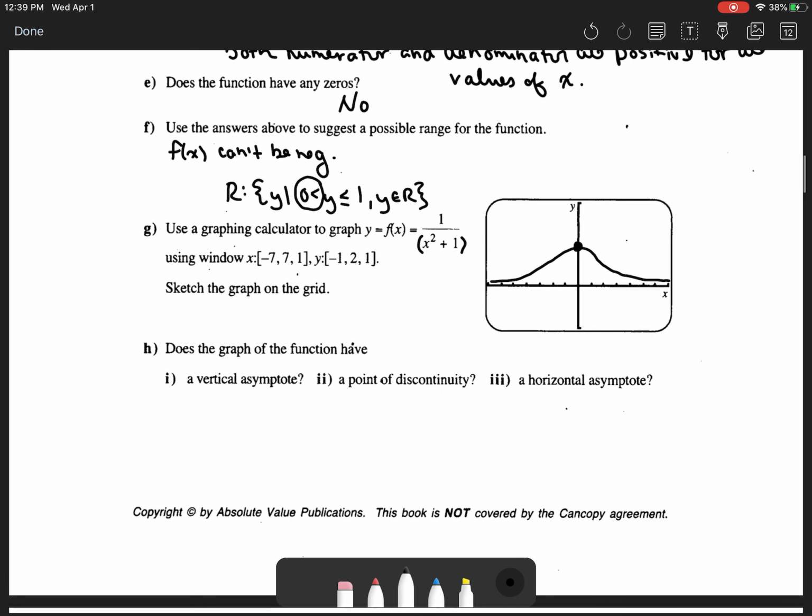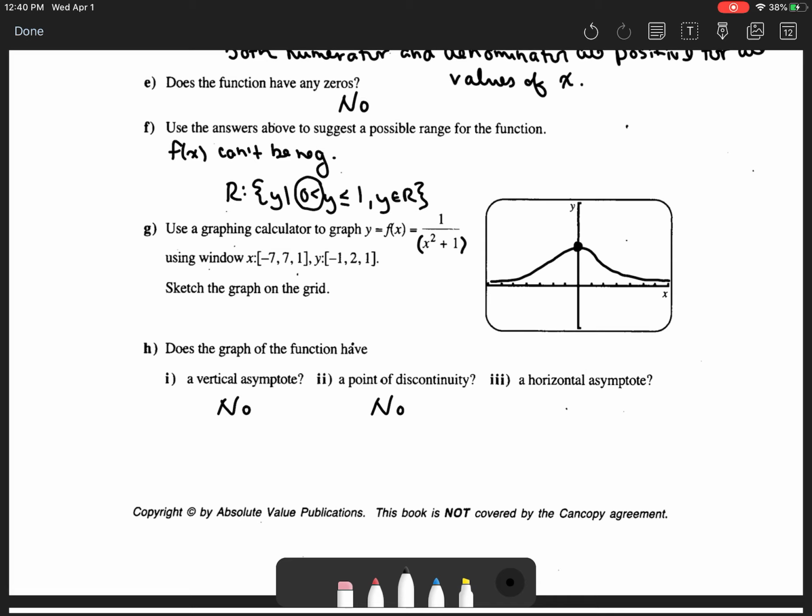Now, based on what we see and what we know by looking at the equation, does it have a vertical asymptote? Well, the answer is no. One, we can see that by looking at the graph. The other way we know that is that there were no factors in the denominator that I was able to factor out and find some non-permissible values. So no vertical asymptotes.